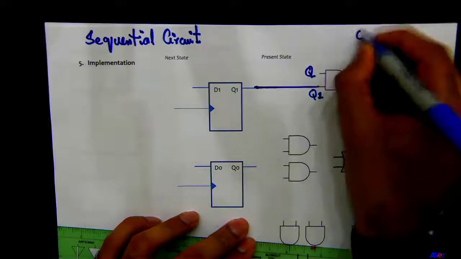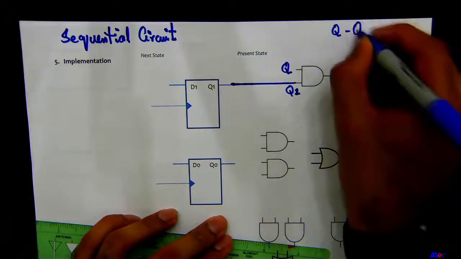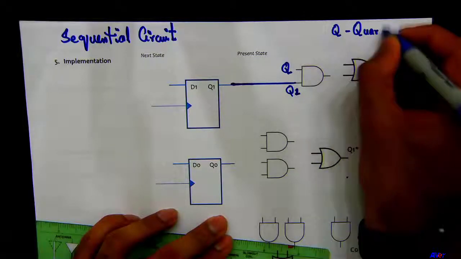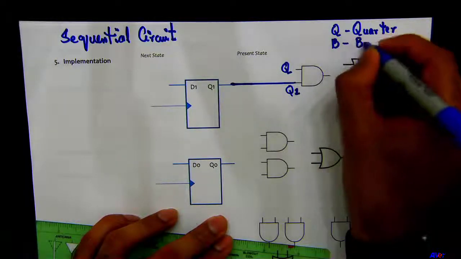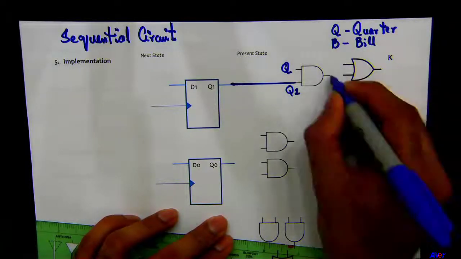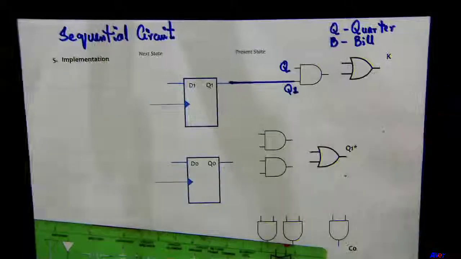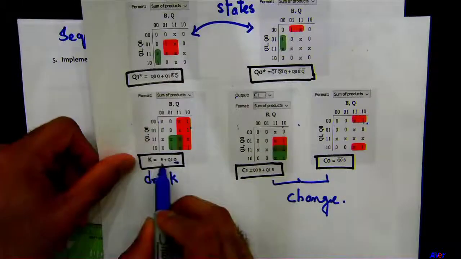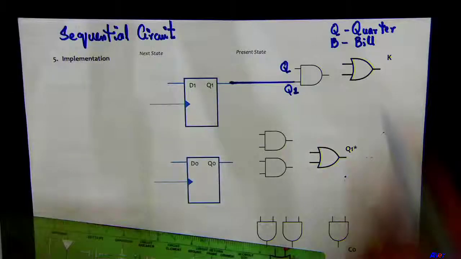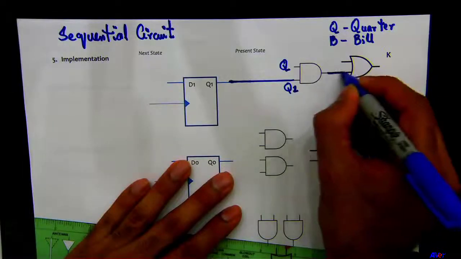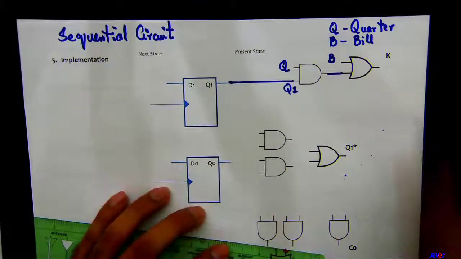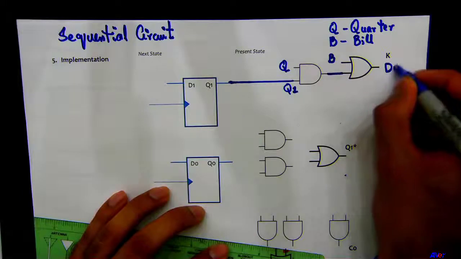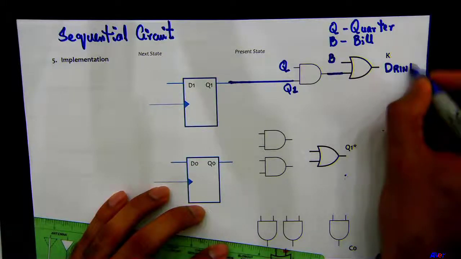Let me write it down here. Q is the quarter, and B is the dollar bill, okay? And then plus B. Okay, so this goes here, and then you got B. So this is your, K is your drink right here. Okay.